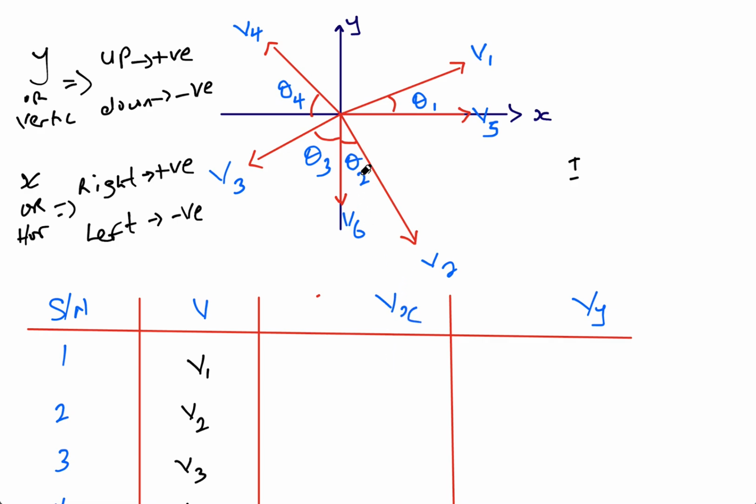What axis is the angle made with? Y-axis. Therefore, I will use sine. If I'm on the y-axis now, let's go back to theta 1. What axis am I? Y-axis. What axis is the angle made with? X-axis. Therefore, I will use sine of the angle.